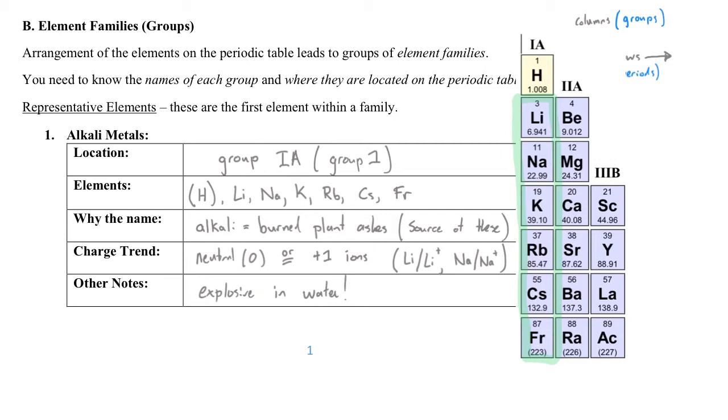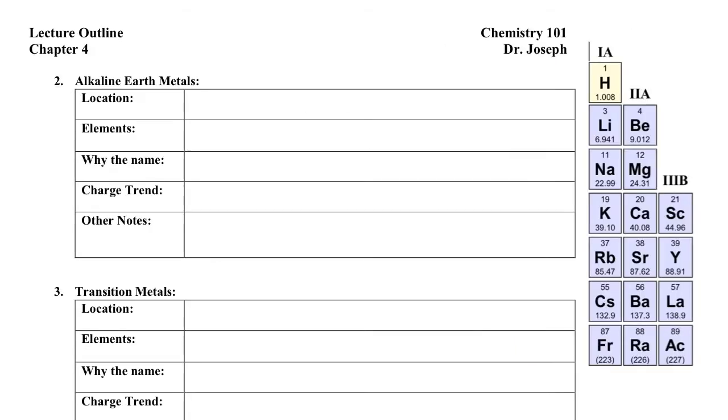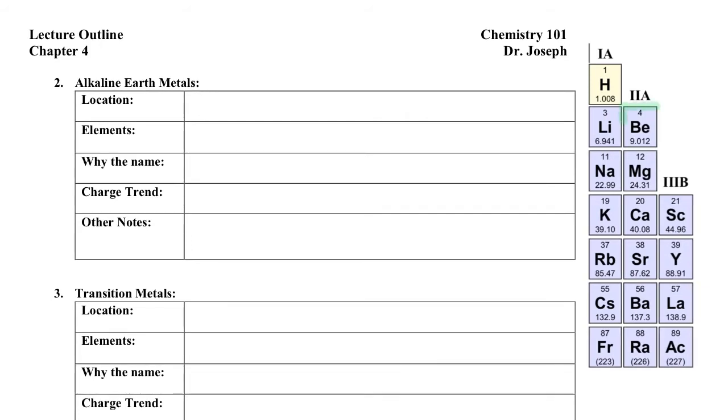So now that we've learned the first group on the periodic table, let's go to the next one. The next group we're going to talk about on the periodic table is group 2, or the alkaline earth metals. The alkaline earth metals are located here in group 2A. This group consists of the elements beryllium, magnesium, calcium, strontium, barium, and radium.